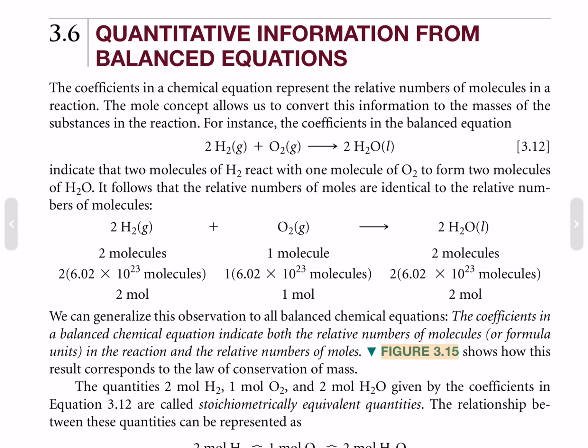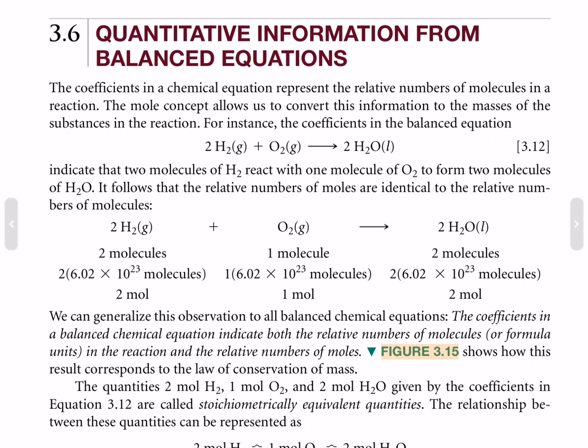We can generalize this observation to all balanced chemical equations. The coefficients in a balanced chemical equation indicate both the relative numbers of molecules, or formula units, in the reaction, and the relative number of moles. Figure 3.15 shows how this result corresponds to the law of conservation of mass.